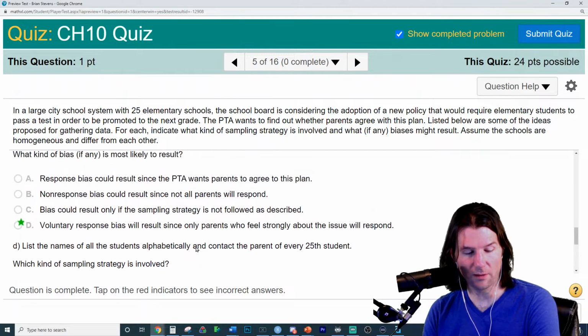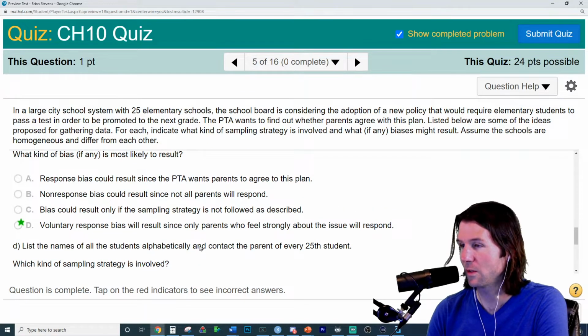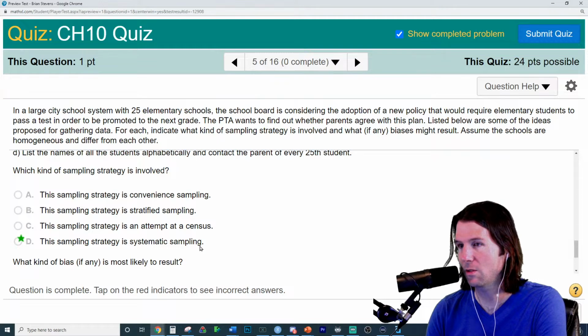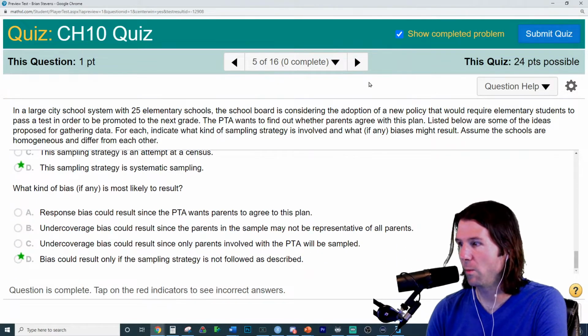List of the names of the students alphabetically. Contact every 20th student, 25th student. That's going to be stratified, and that's a fine way of doing it. Stratified, and yeah. What other questions are there?